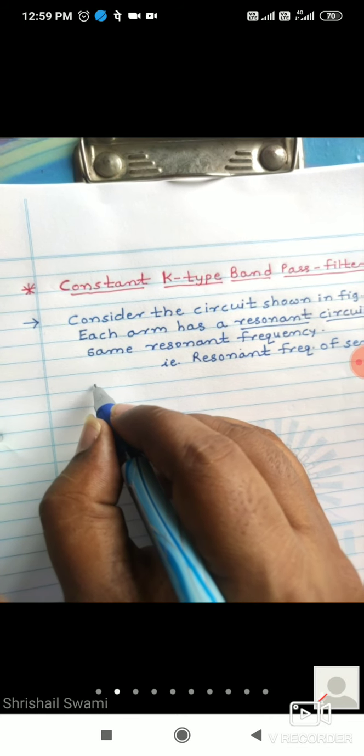That is the resonant frequency of series arm and resonant frequency of shunt arm are made equal to obtain the characteristics of band pass filter.